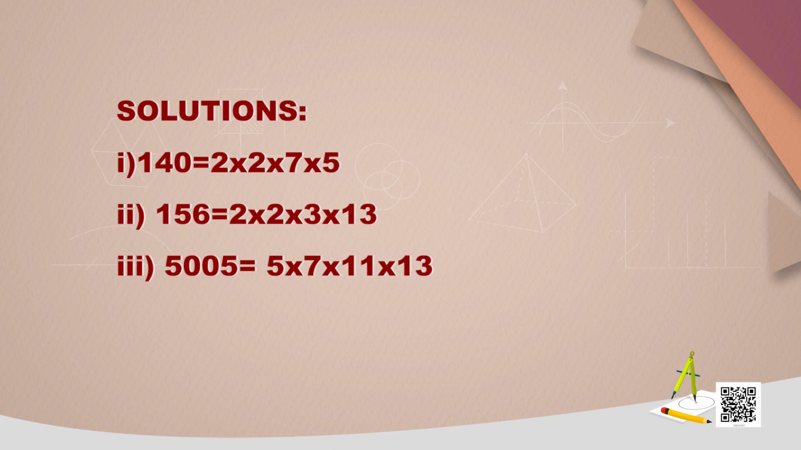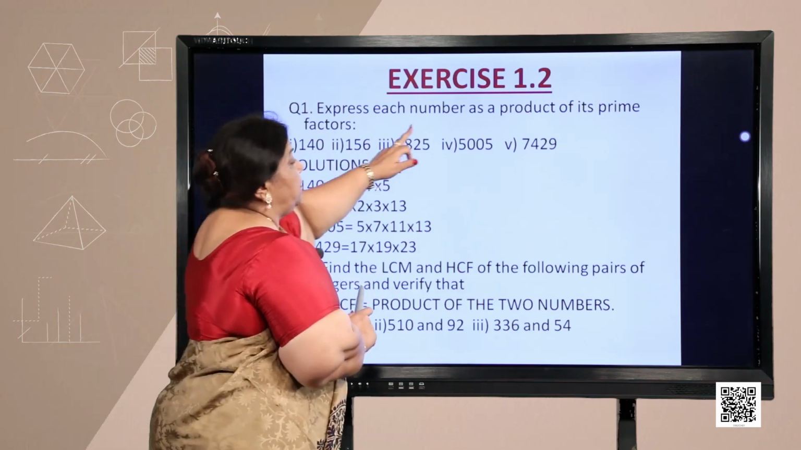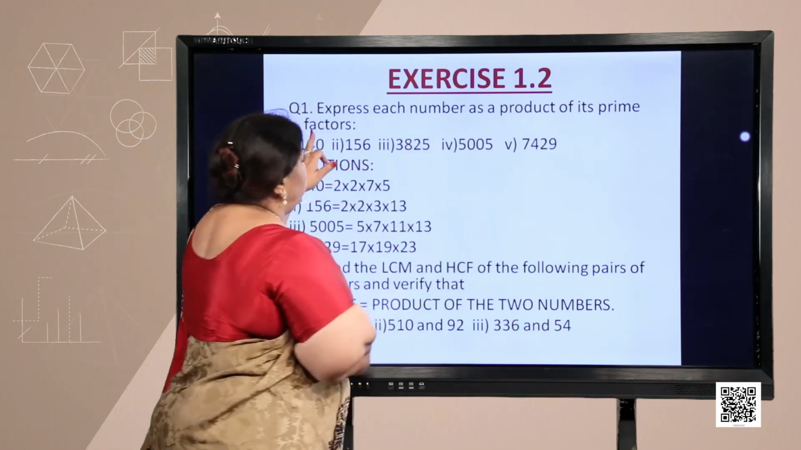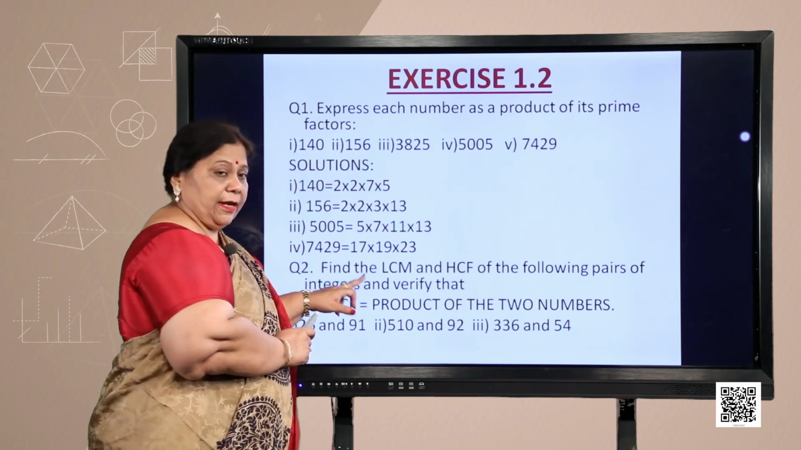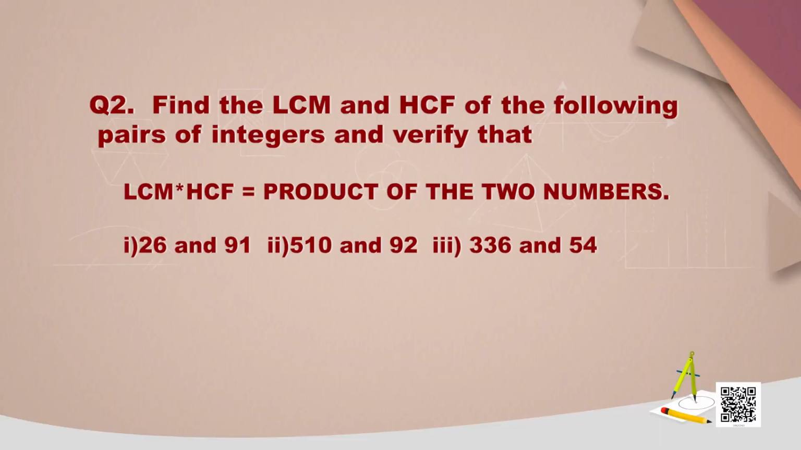See that all the numbers are prime numbers. 7429 can be expressed as 17 into 19 into 23. So, we have expressed the numbers as product of the prime factors in all the 4 cases. Now, let us look into the second question. Find the LCM and HCF of the following pairs of integers and also verify, this is an important result, that LCM into HCF is equal to product of the 2 numbers.